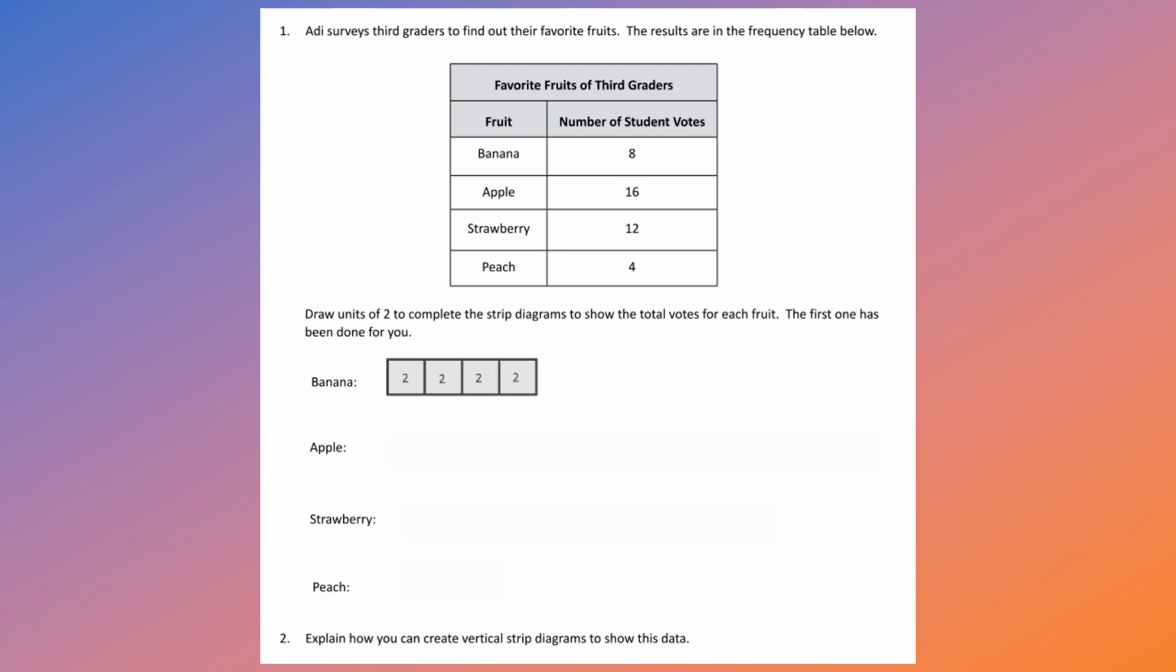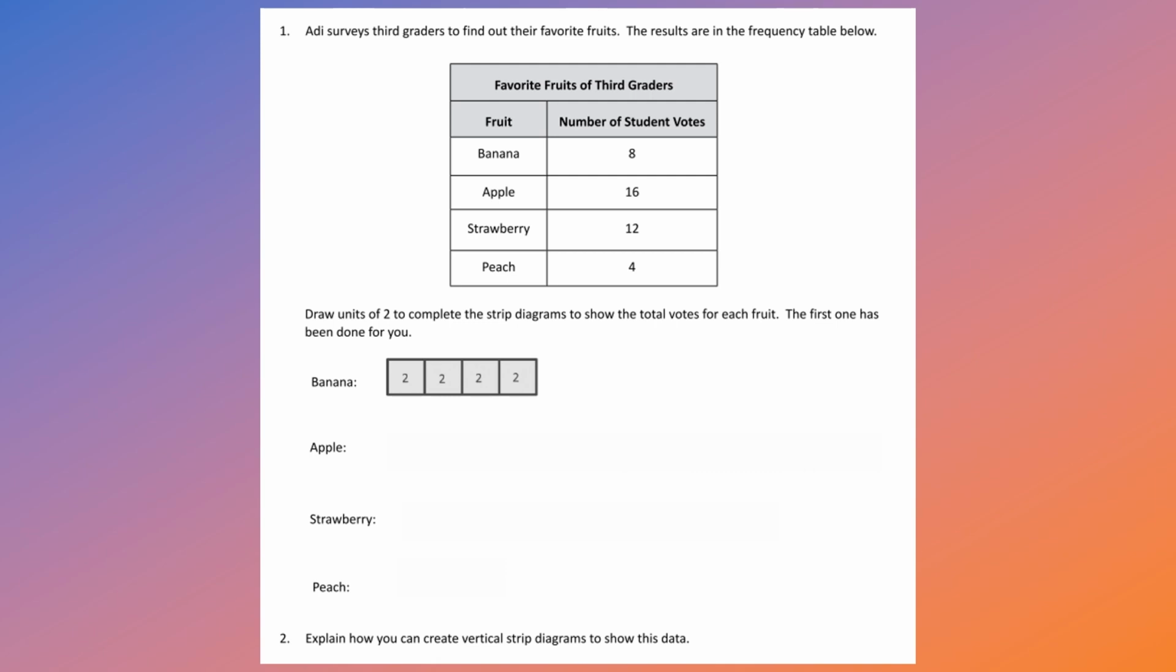Now, below our frequency table, it says to draw units of 2 to complete the strip diagrams to show the total votes for each fruit. The first one has been done for you. So you see banana, and of course, banana received 8 student votes. So there is a horizontal strip diagram showing 8. Each square is equal to 2. So there are 4 squares. And if you count by twos, 2, 4, 6, 8, you get 8. And that is the total number of student votes for banana.